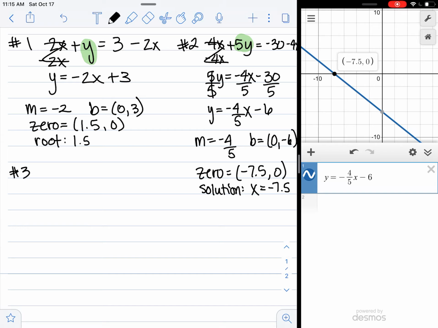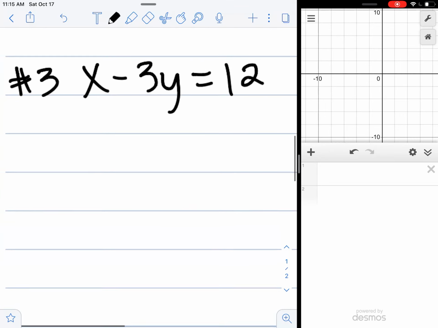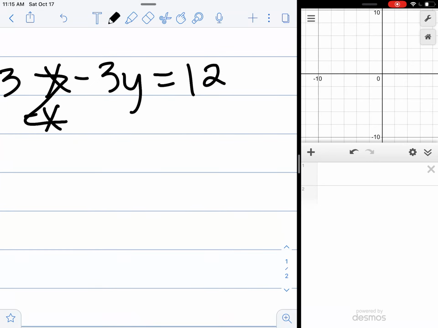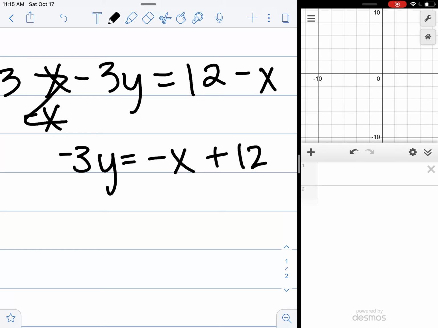Number 3. We have x minus 3y equals 12. Okay, so to get our y all by itself, we're going to subtract our x first. So bye, see you later. What we do to one side, we have to do to the other. So I'll subtract x over here. So you're left with negative 3y equals, switch them, negative x plus 12. If you don't bring that negative with you, you'll end up getting it wrong.